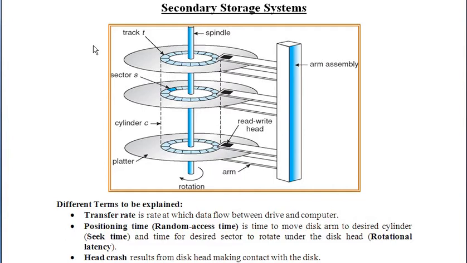Now the track in a particular position of the arm is called the cylinder. I repeat, the track in a particular position of the arm is called the cylinder.